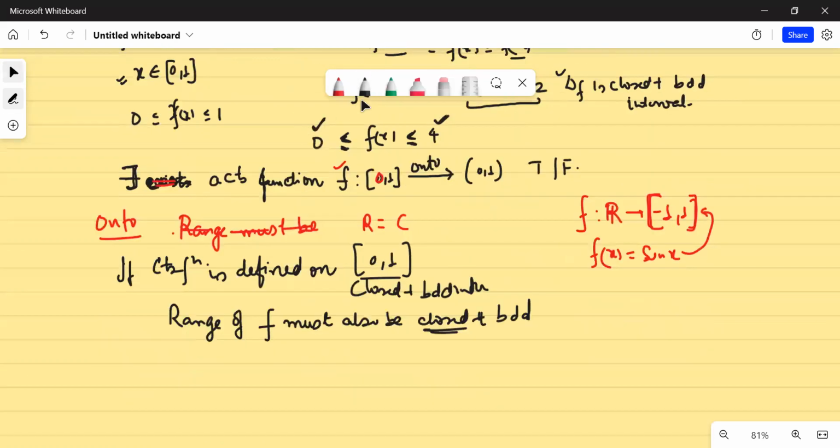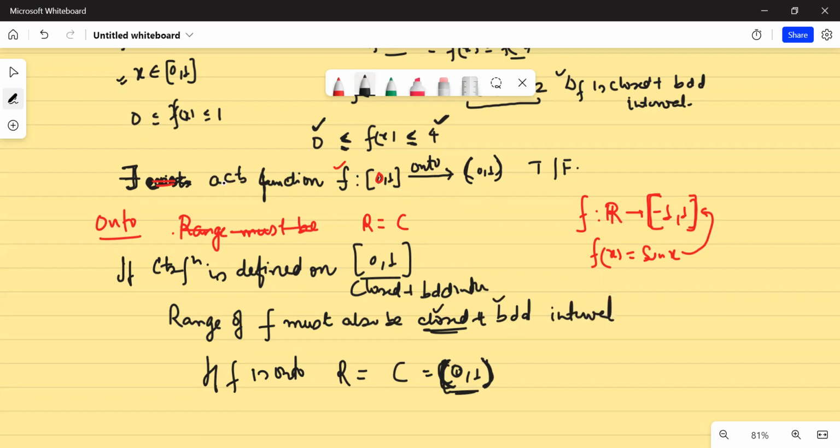But here, if f is onto, then your range must be equal to your codomain, that is, your range must be equal to (0, 1). What is (0, 1)? This is open. See, your codomain is open, isn't it? So what I was telling you is that if f is continuous and it is defined on a closed bounded interval, then the range of f must also be a closed and bounded interval.